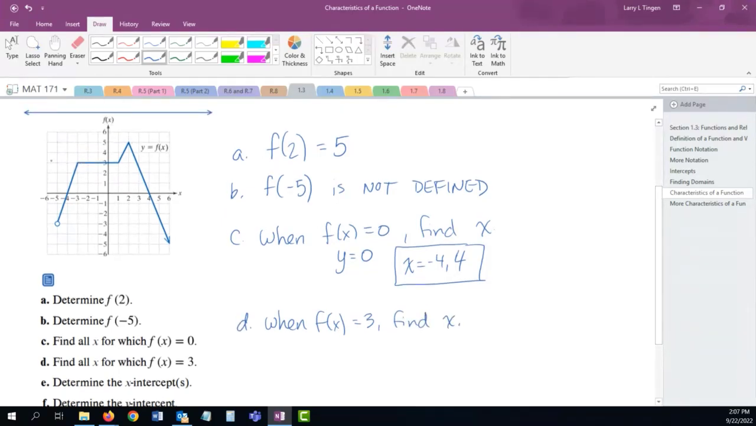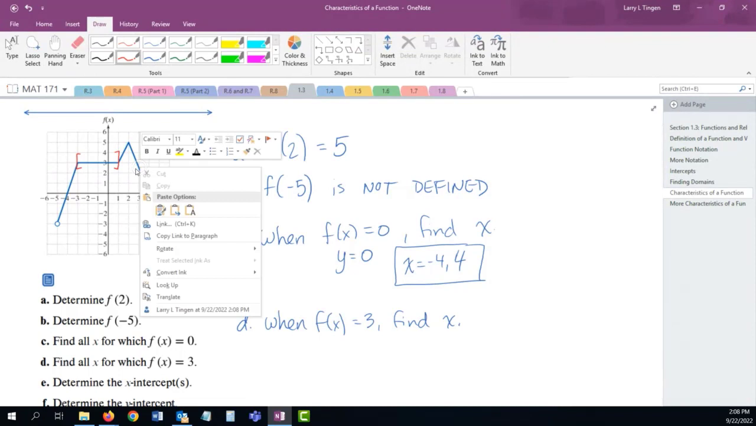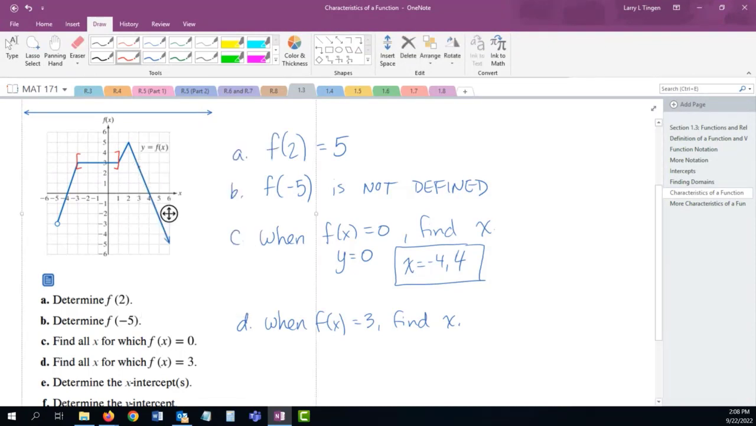When f of x is 3, that's a horizontal line. Ooh, we got something interesting going on here. When f of x is 3, I don't just hit this at some points. I actually hit it on this entire interval right here. And I hit again right here. How am I going to write that?